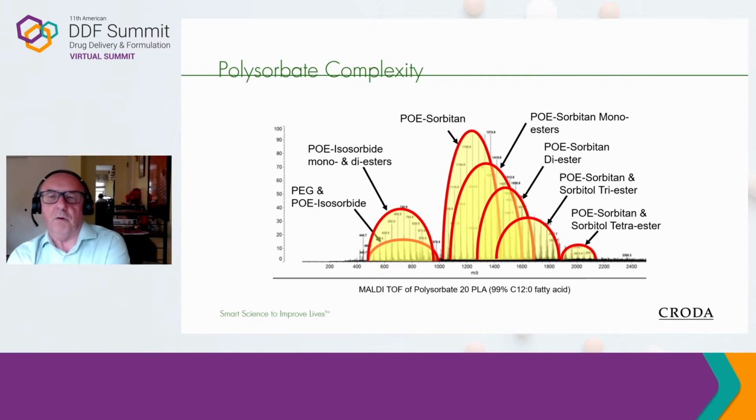So you can probably realize polysorbates are inherently complex mixtures of major components, all of which are different or subtly different. Here we see a MALDI-TOF spectrum of a polysorbate 20 sample. You can see here that there are numerous species present. And if I'd been talking to this audience a decade ago, this may have been a bit of a surprise.